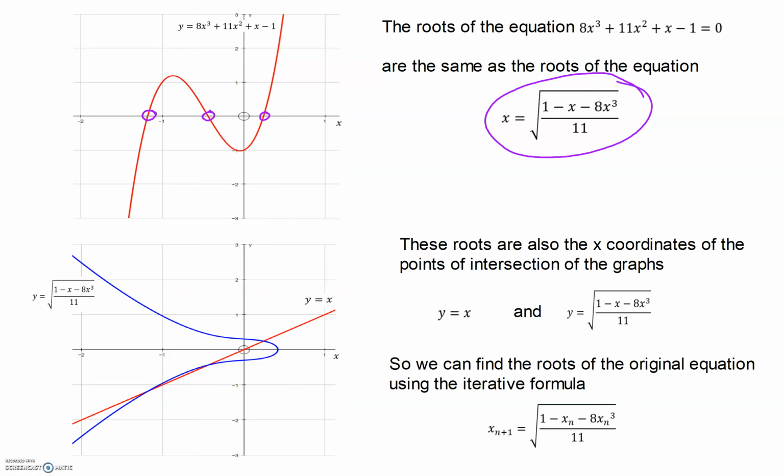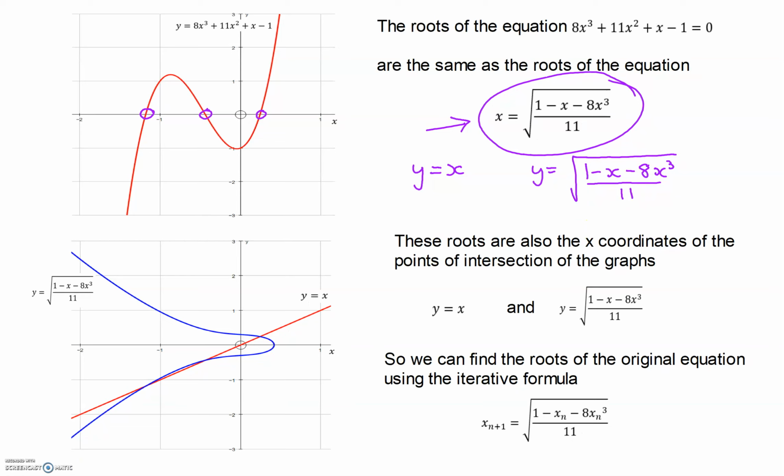So what we can do is we can actually then draw the graph at the bottom, and the rearrangement that we have got here, we can then say, well, if we were to draw the two graphs, y equals x, which is y equal to the left-hand side of that equation, and y equals the square root of 1 minus x minus 8x cubed all over 11, then we could find the points of intersection, and that would give us the roots of the original equation. So the axes on the two graphs are exactly the same, they're identical.